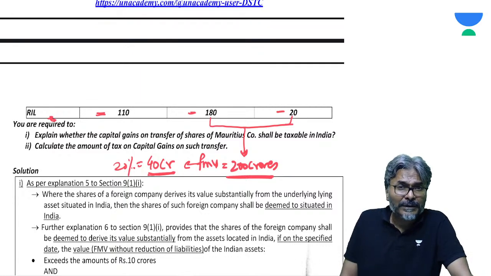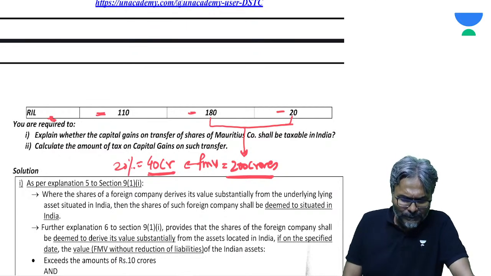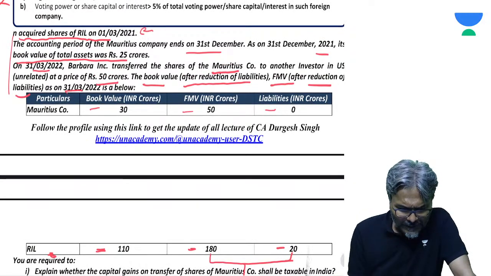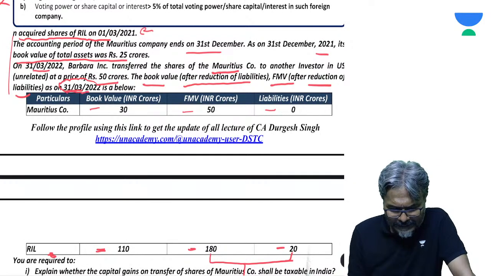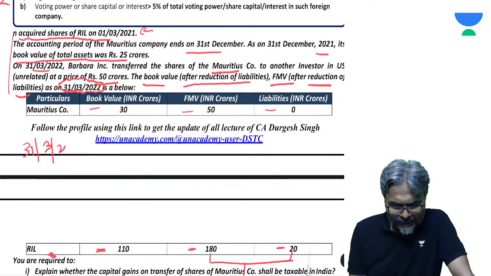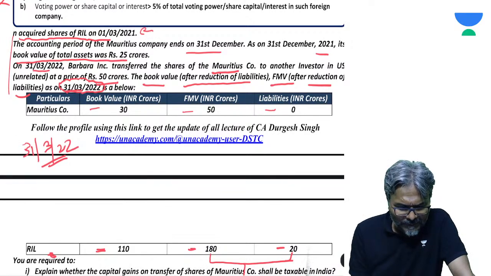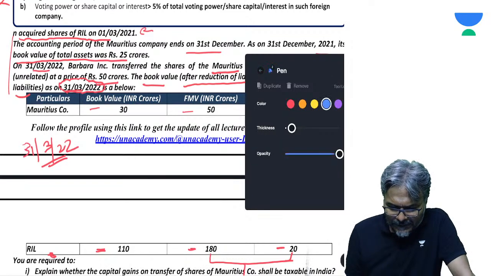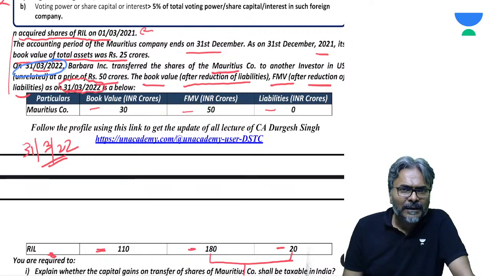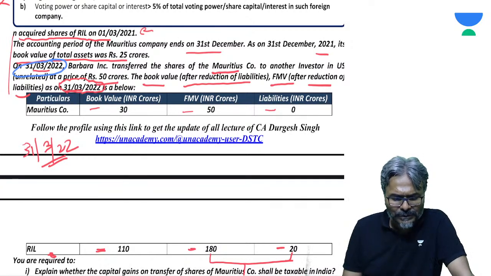40 crores. Now, students, this fair market value which we have got of 40 crores, can you tell me on which date we are talking about it? On which date we are calculating this? We are calculating this on 31st of March. What is 31st of March in our question? It is the date of transfer.